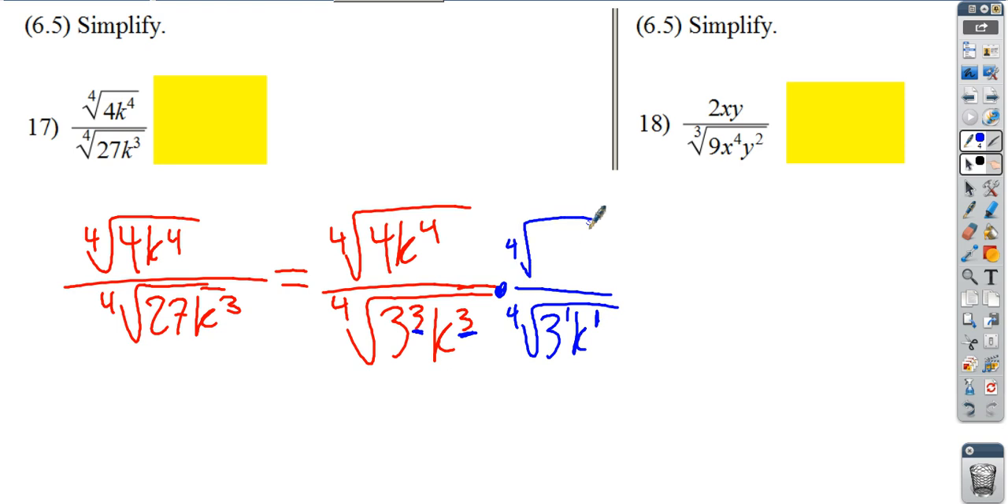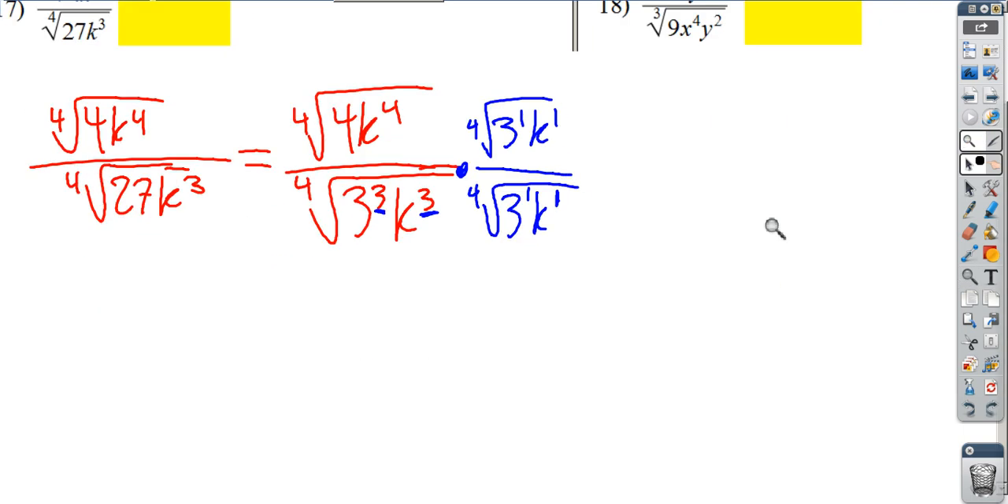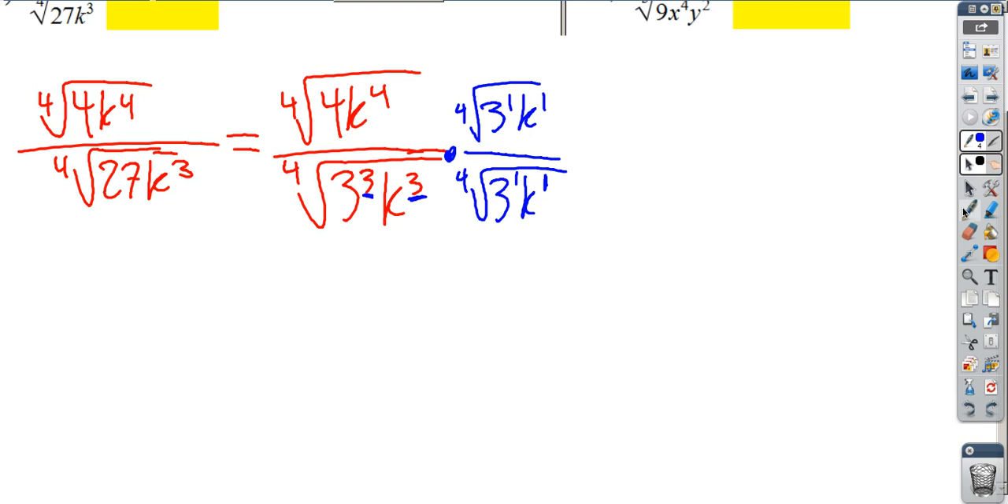And then I have to multiply the top by that same thing, because if you're multiplying by something divided by itself, you're going to get 1. So that blue fraction right there actually equals 1. And you're allowed to multiply and divide by 1, because it doesn't change your answer in the end.